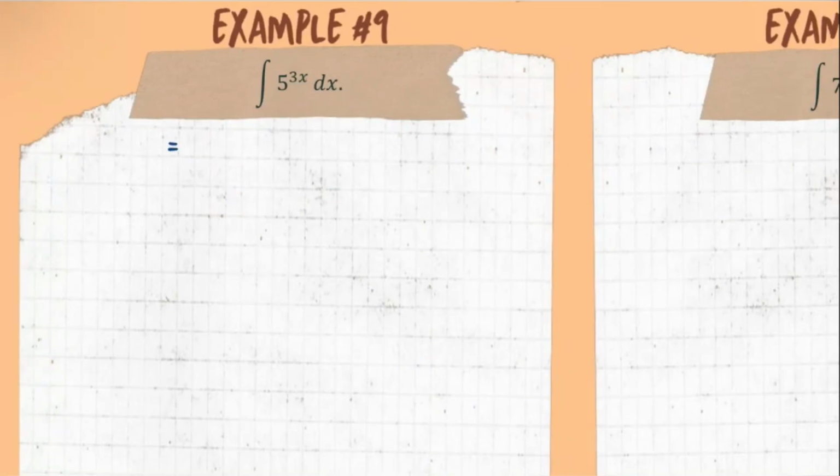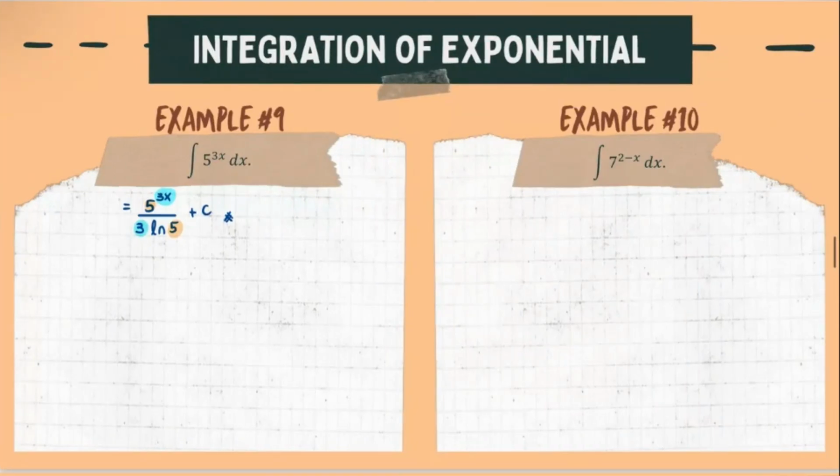So integrate indices. Indices ni apa yang kita akan buat? Salin bahagi differentiate 3x. Differentiate 3x dapat 3 darabkan dengan ln of the base. Base kita apa? Base kita adalah 5. So ln 5 plus c, settle. Ln 5 ni tadi darabkan dengan 3. Okay, so inilah jawapan akhir dia. Ya, salin. So kita repeat balik.